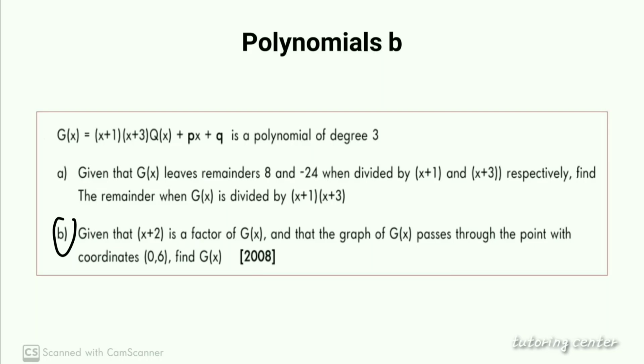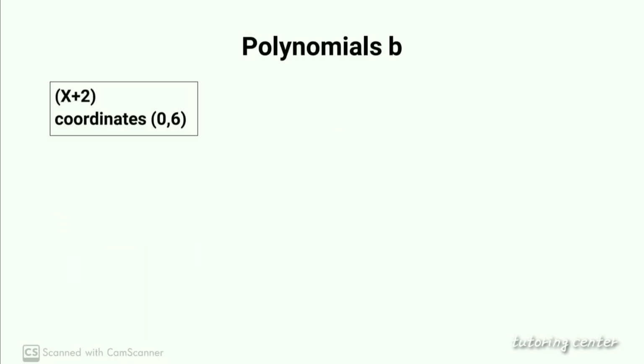Given that x plus 2 is a factor of g of x and that the graph of g of x passes through the point with coordinates (0, 6), find g of x. Remember that they said the polynomial is of degree 3. This is going to be very relevant for answering the B part of this question. Okay, let's get right to it.